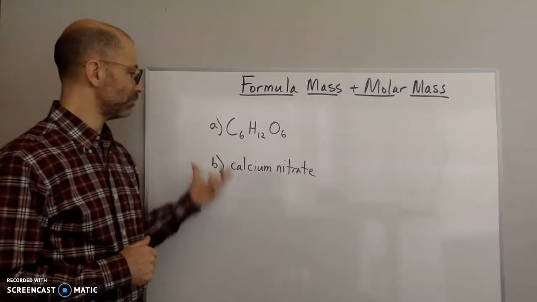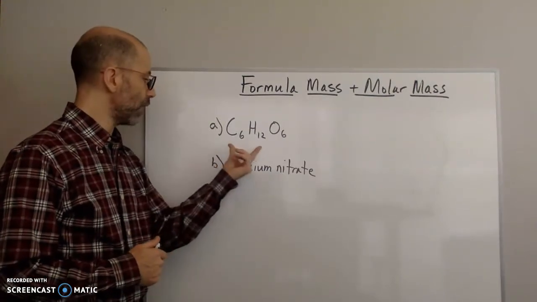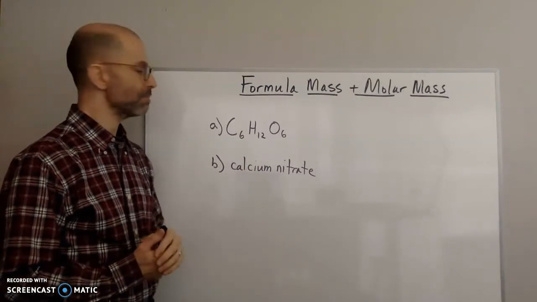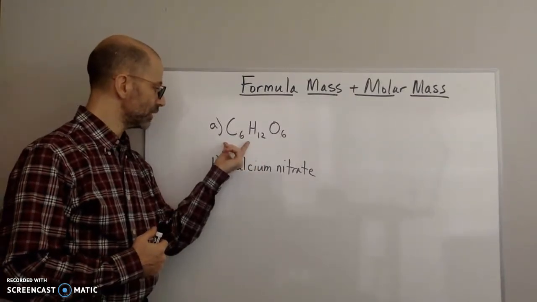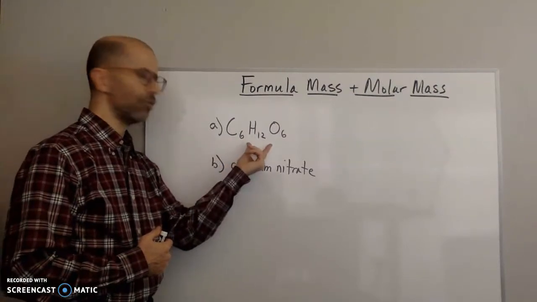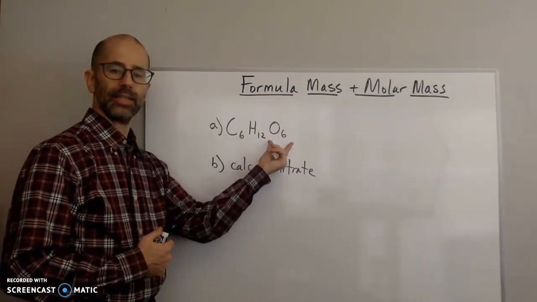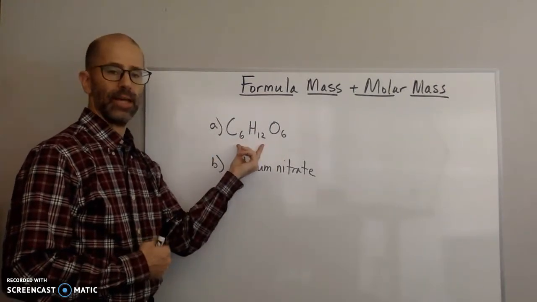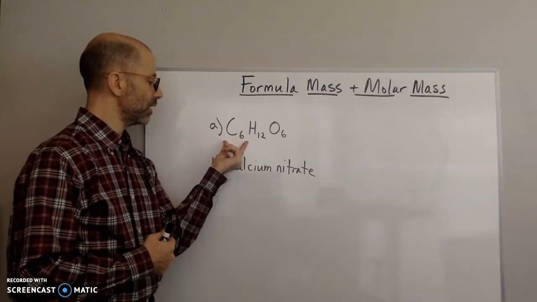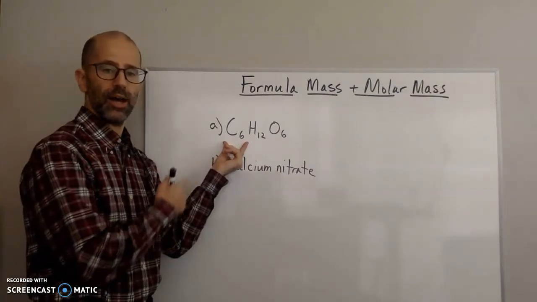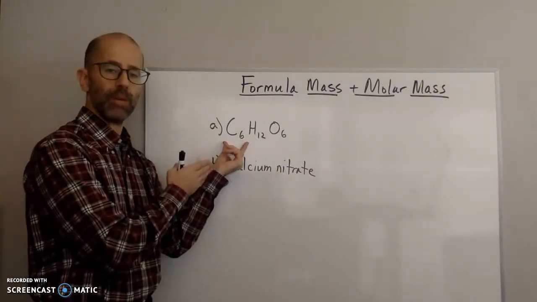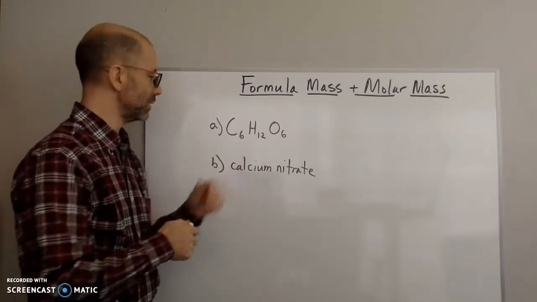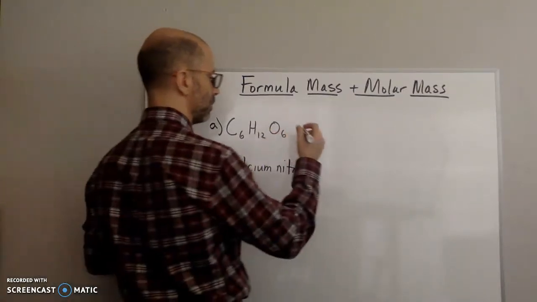So, for example, I have two examples that I'm going to go over. If I wanted to find the formula mass of this substance here, this is glucose, a simple sugar. By looking at the formula, you can see that it has 6 carbons, 12 hydrogens, and 6 oxygens. If I want to find the total formula mass, then I'm going to look up on my periodic table the atomic mass of carbon, and I know I have 6 carbons, so I'm going to take that atomic mass and multiply by 6.